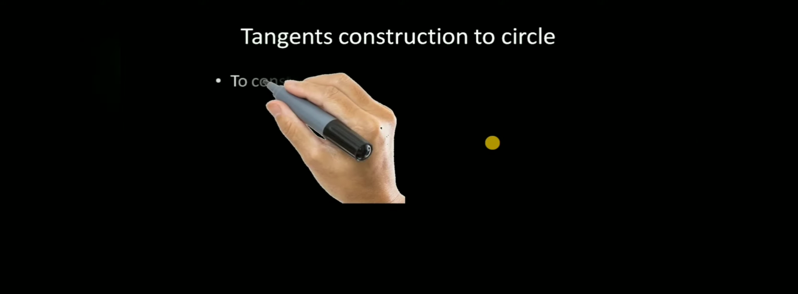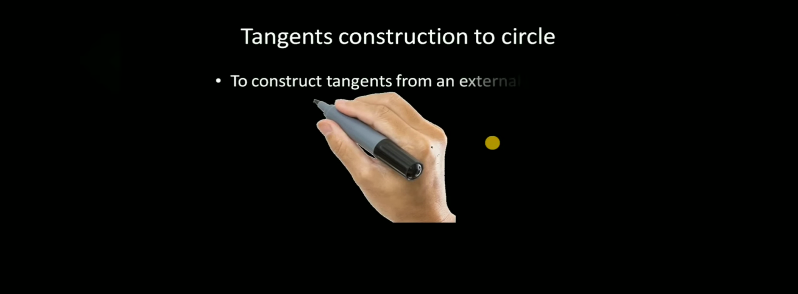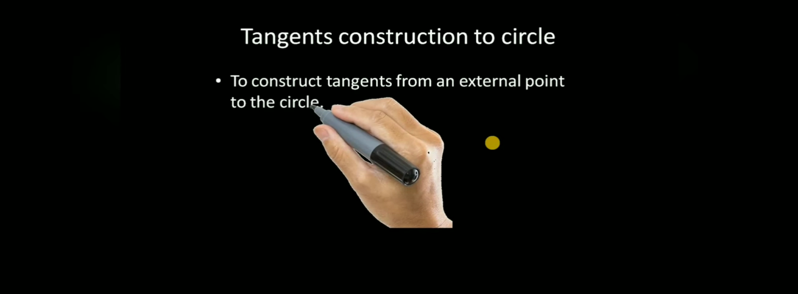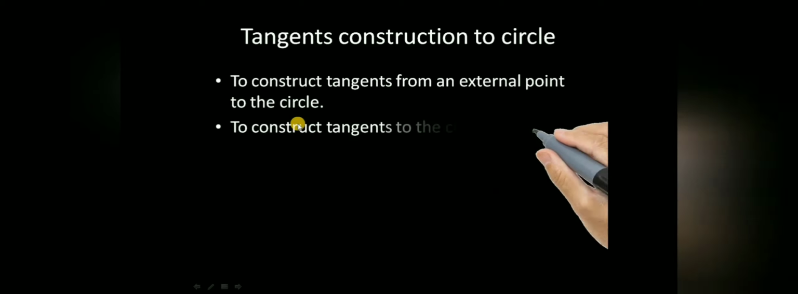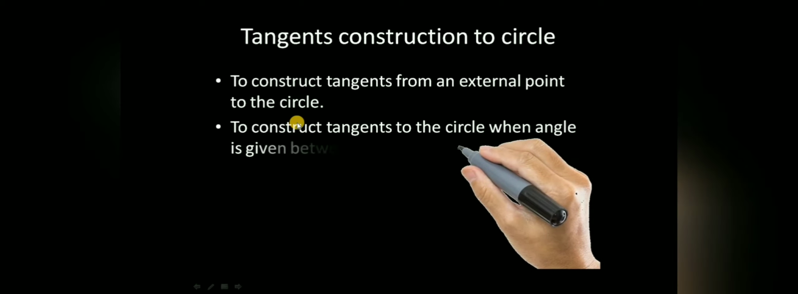This is the second method. To construct tangents from an external point to the circle, this is already done by us in the previous video. And the second one, today we are going to learn about this: to construct tangents to the circle when the angle between the two radii is given. This is the concept we are going to learn in this video.